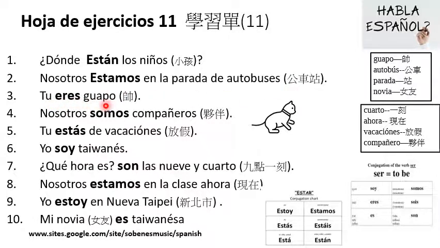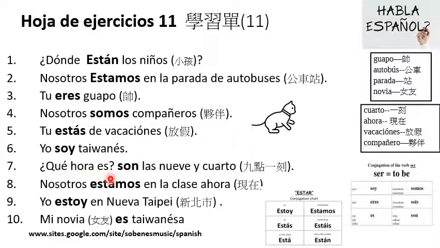Tú eres guapo. You are handsome. Nosotros somos compañeros. Tú estás de vacaciones. You are on vacation. Yo soy taiwanés. I'm Taiwanese, right?